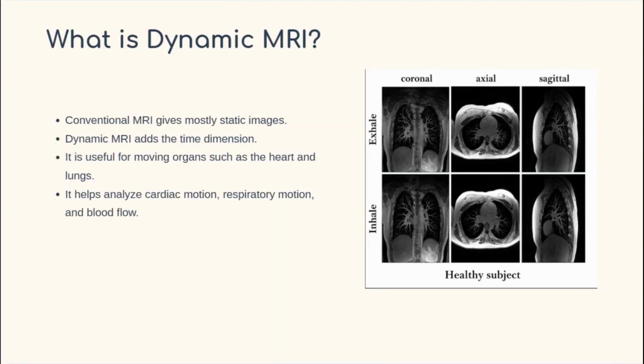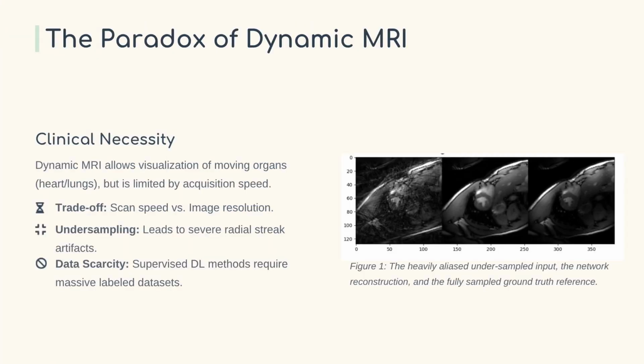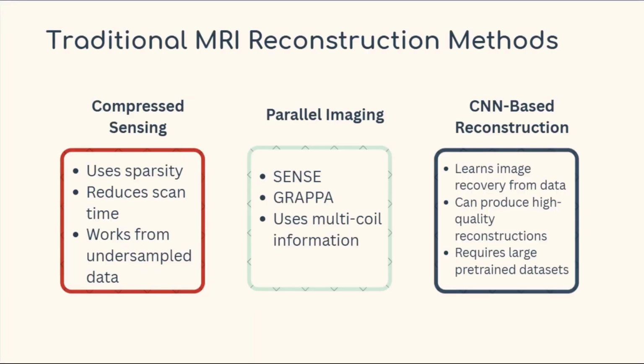Dynamic MRI extends conventional MRI by capturing anatomical motion over time, such as cardiac and respiratory motion. However, dynamic MRI suffers from long scan times and motion artifacts. To speed up acquisition, MRI data in k-space are commonly undersampled, but this leads to reconstruction artifacts and reduced image quality. Therefore, dynamic MRI reconstruction involves a trade-off between imaging speed and reconstruction quality.